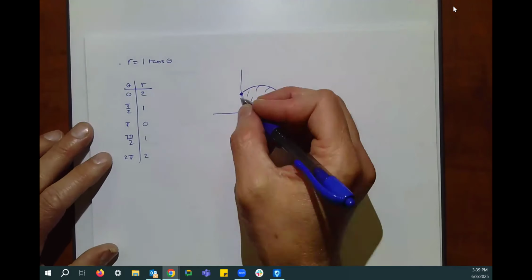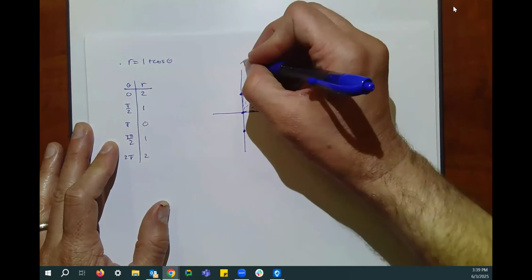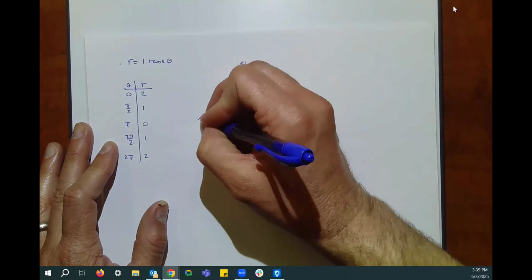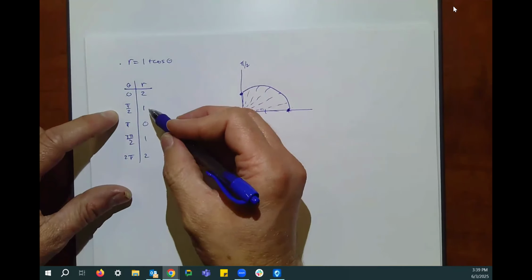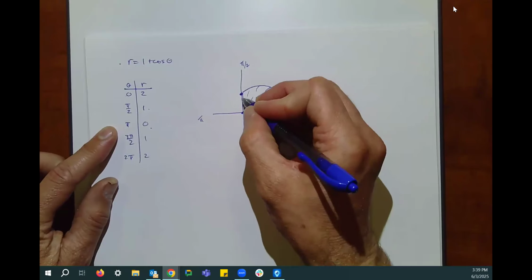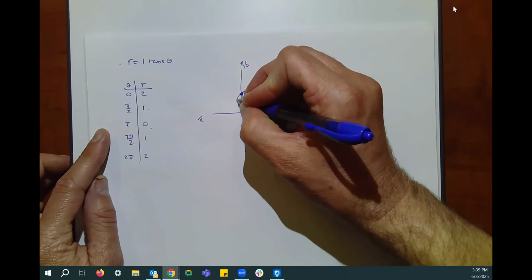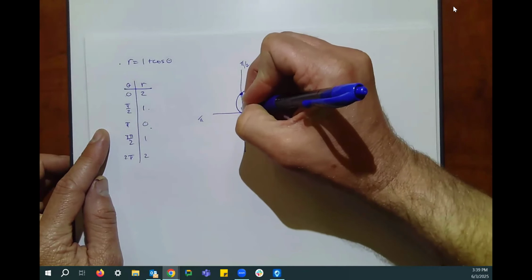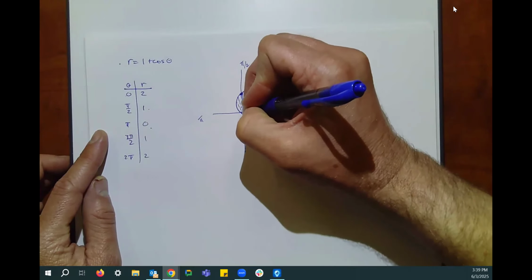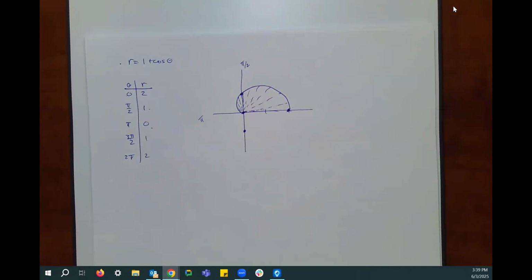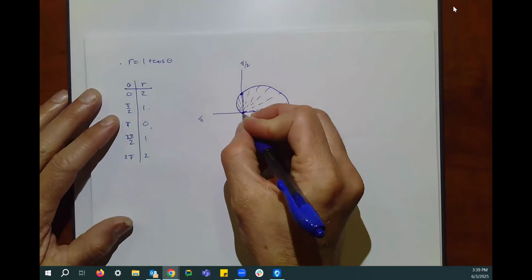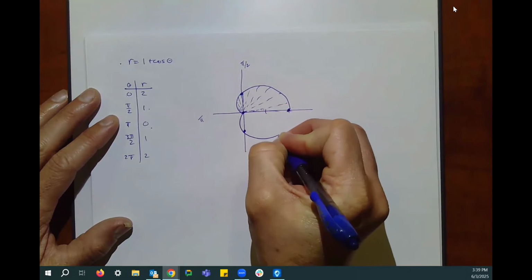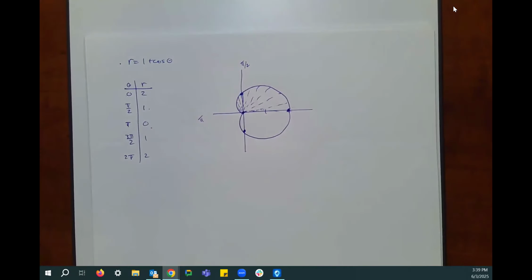And then from the angle of pi over 2 to the angle of pi, my values are going from 1 to 0. So a value of 1, and then less than 1, 1/2, smaller, 0. And then the other half is perfectly symmetrical. We're going to get the same sort of shape here, like that.